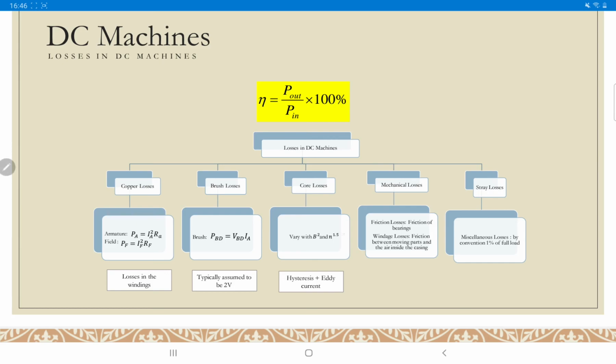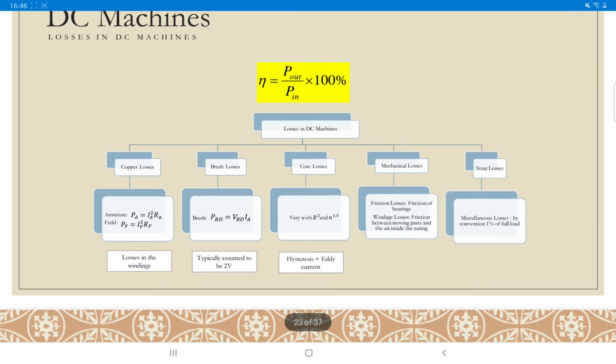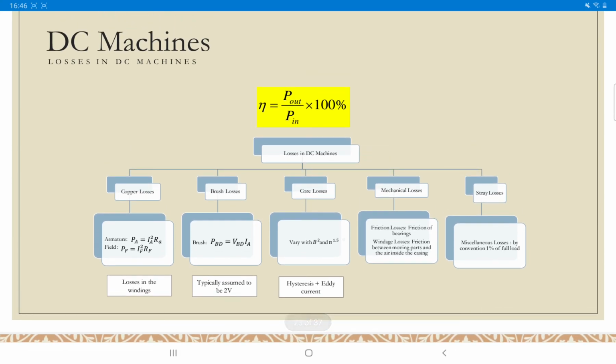These mechanical losses, we typically don't calculate empirically, so usually it is given as some number of watts. You also have stray losses, which by convention is 1% of the full load power. The efficiency is obviously the output power divided by the input power times 100%.